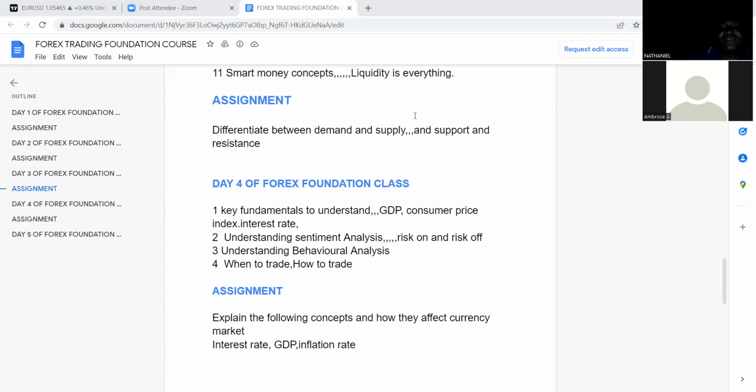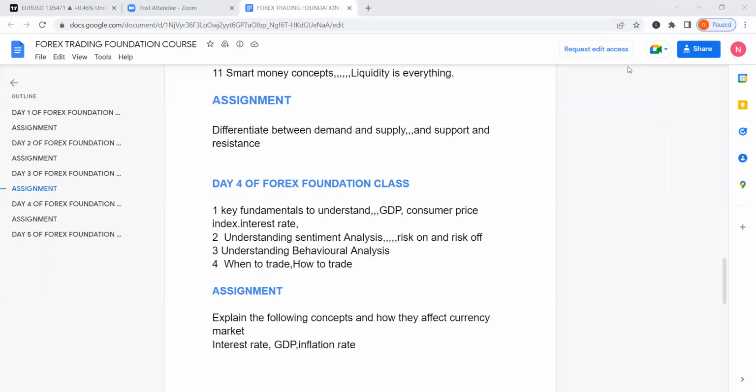Tonight is just going to be 1 hour or so, by the grace of God. Number one, key fundamentals to understand. There are some key fundamentals you must understand. Number one, you must understand GDP. They will always release GDP reports of different countries. And I will also show you where you will see all this data, where they release it.